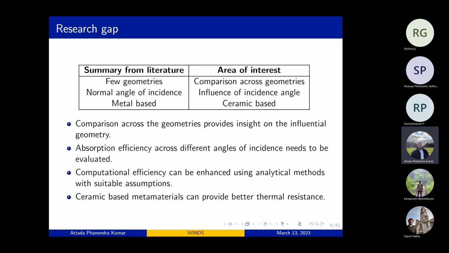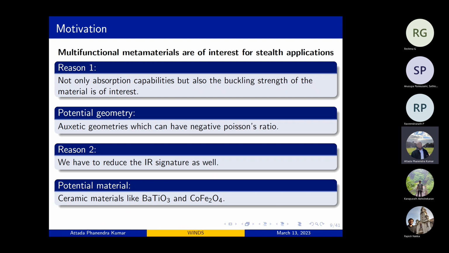ceramic-based auxetic materials because it's not just the electromagnetic absorption. There is also IR signature capture, which is going to happen when it comes to stealth. So by using ceramic-based materials, we can trap the heat energy and we can reduce the IR signature as well. So these are the two multi-objective functions which we want to achieve using ceramic-based auxetic materials for stealth applications.